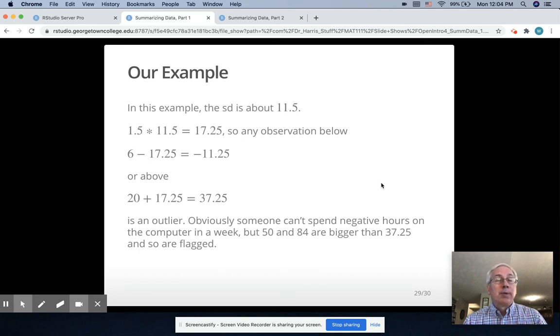Now, since we're talking about number of hours spent weekly on a computer, it makes no sense whatsoever for us to have negative responses, and so there are not going to be any low outliers. But we do have two responses that were above 37 and a quarter. That was the 50 and the 84. And so that tells us that those are the ones that get flagged as outliers.